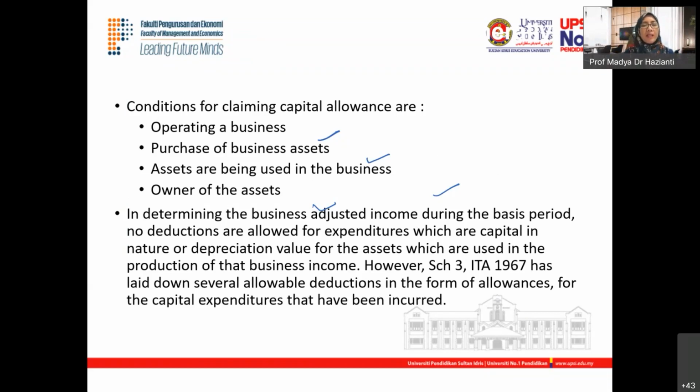And purchase of business assets. Assets are being used in the business and the person must be the owner of the business. Oh sorry, owner of the asset. Tak boleh lah buat business guna kereta raya, nak claim personal, nak claim capital allowance. Tak boleh. So mesti owner, mesti nama sendirilah. Maknanya owner mesti nama sendiri baru boleh claim for capital allowances.